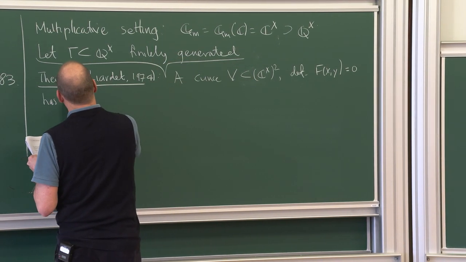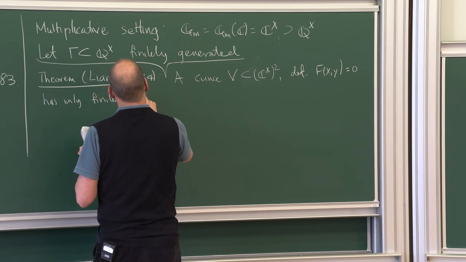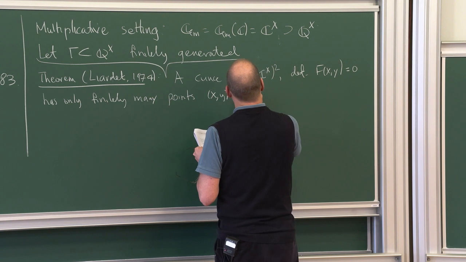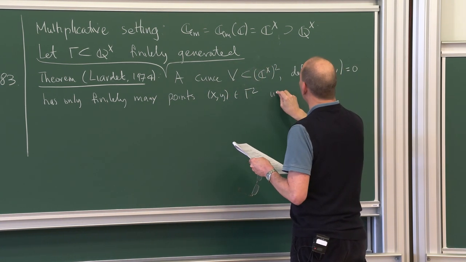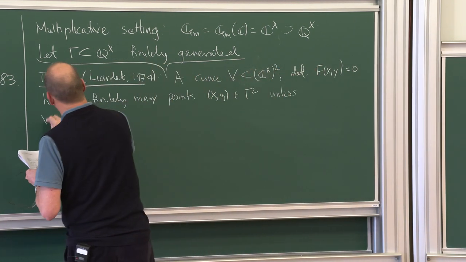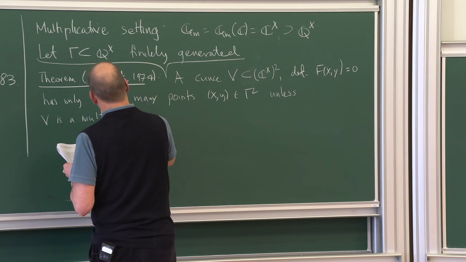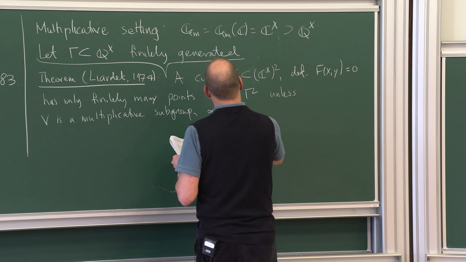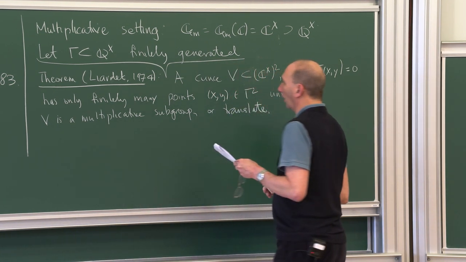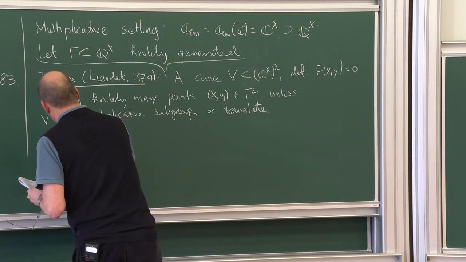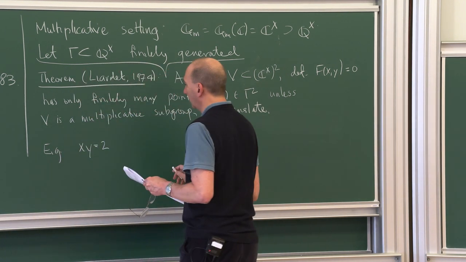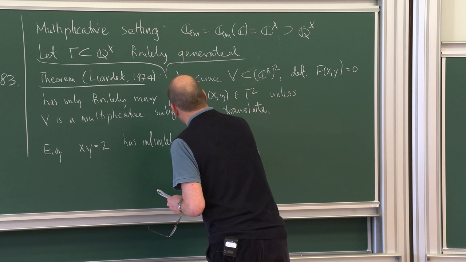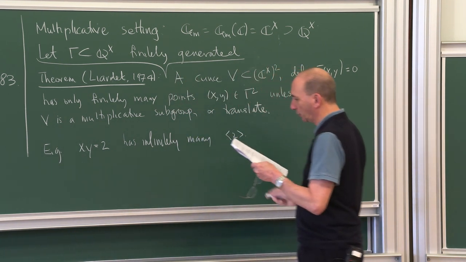And this has only finitely many points (x,y) in Gamma squared, unless V is a multiplicative subgroup or translate of a multiplicative subgroup. So for example, xy equals 2 is a translate of a multiplicative subgroup, and it has infinitely many points in the group generated by 2.